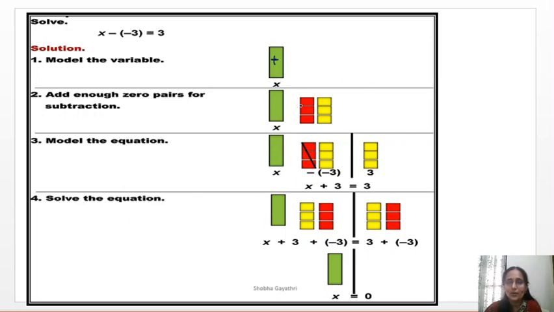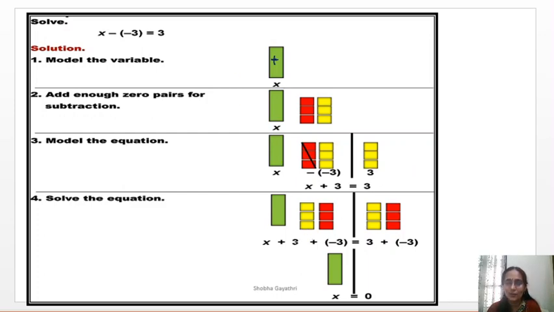Till the second step, you have modeled the left side of the equation. In the third step, you are modeling the whole equation. You have written the right side of the equation. Now you have to solve the equation. It is x plus 3. Now you have got the equation as x plus 3.